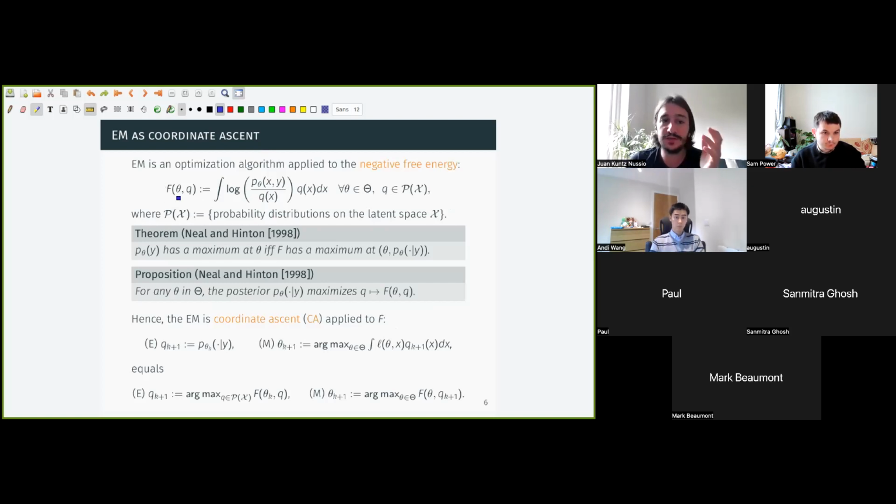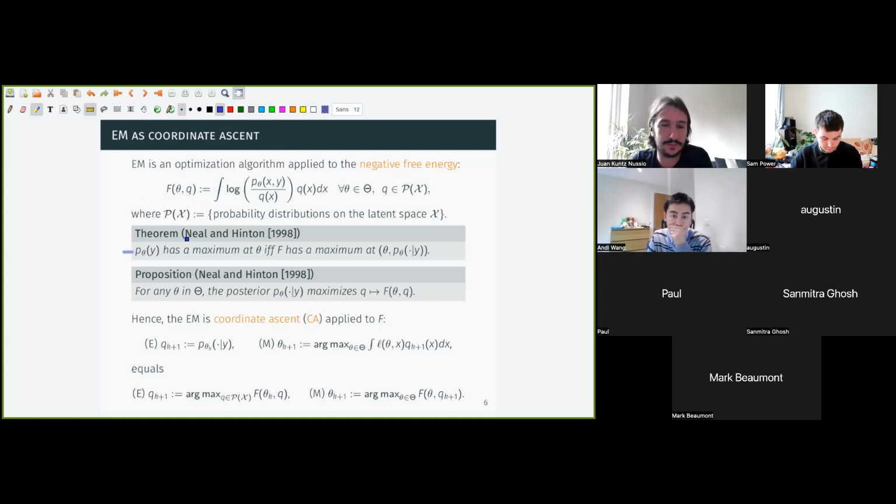Now, there's this interpretation of EM that I really like. I think it makes it quite intuitive why it often works. It goes as follows. It says that EM is a well-known optimization algorithm applied to a particular objective called the negative free energy. And this objective looks like this. It's a functional that takes in parameter values and probability distributions over the latent space and spits back out real numbers. Now, you might wonder what this has to do with our problem, and the connection is here.